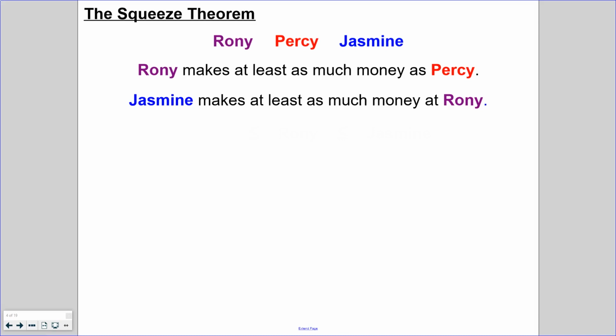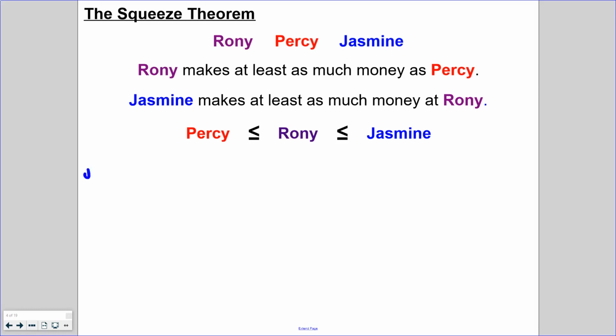By turning these two sentences into a mathematical sentence, we can come to the conclusion that Ronnie makes at least as much as Percy. So that means Ronnie will make more than or equal to Percy. And then we know that Jasmine makes at least as much as Ronnie. So that's going to give us the compound inequality: Percy is less than or equal to Ronnie, who is less than or equal to Jasmine. Let's demonstrate how this compound inequality can work.